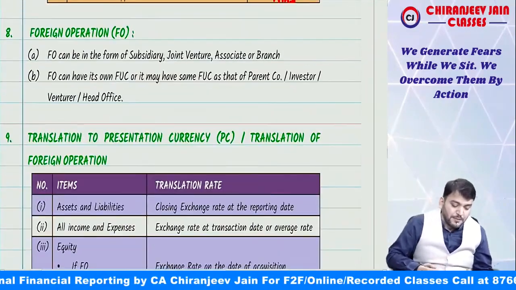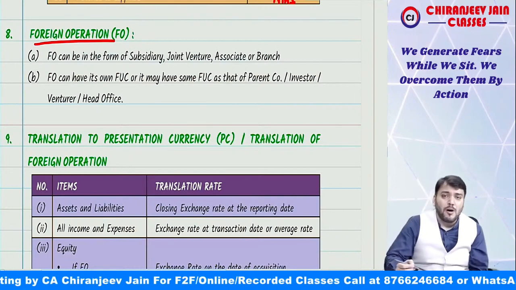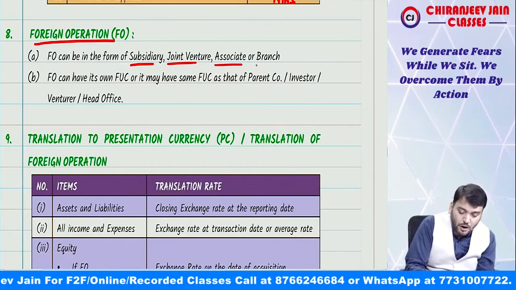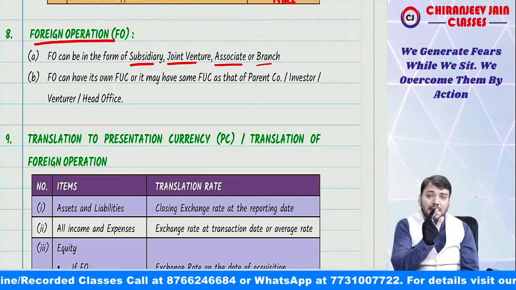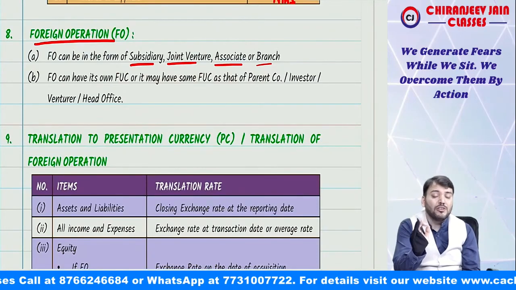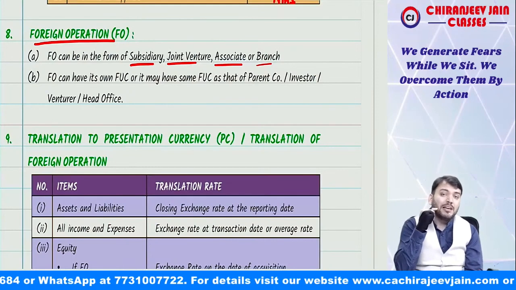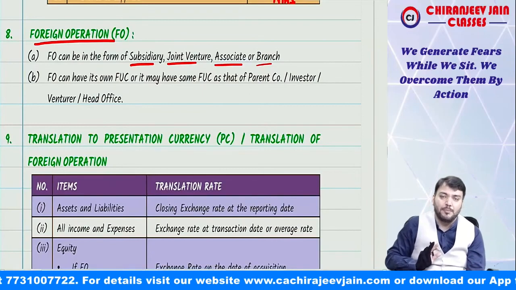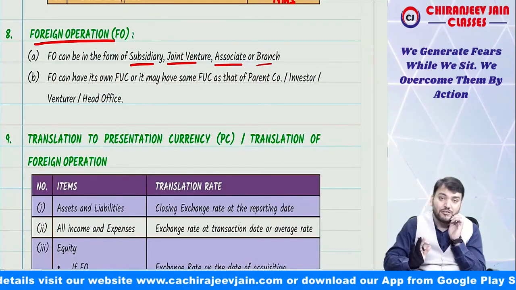Now coming to the next point, foreign operation. Foreign operation can be in the form of a foreign subsidiary, foreign joint venture, foreign associate, or foreign branch. Till now, the Institute has not given any question based on consolidation of a foreign subsidiary, associate, or joint venture. But they have given a concept-based question on this chapter. So we need to understand what Ind AS 21 says.